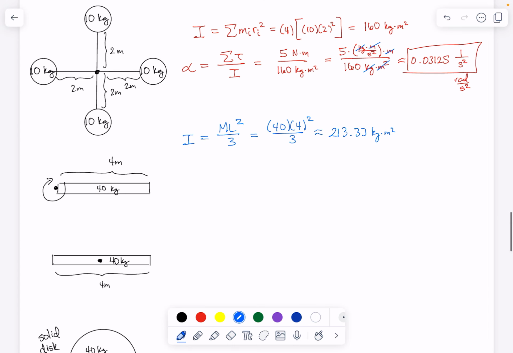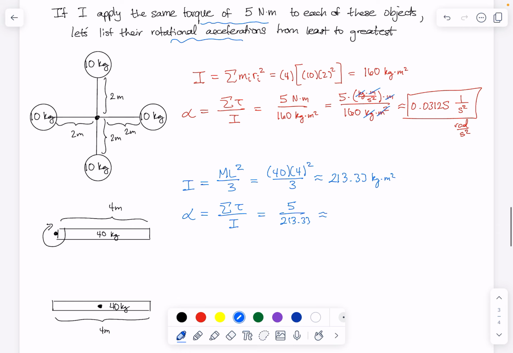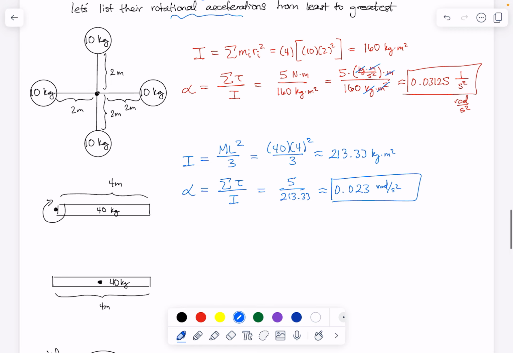So what does that mean for the acceleration? Well, rotational acceleration is the sum of the torques over I. So this is going to be 5 over 213.33. I'll skip all the unit nonsense, so we can just get right down to the answer. This is going to give us a smaller rotational acceleration, 0.023 radians per second squared. Interesting. So it is harder to spin this rod as opposed to the figure above.